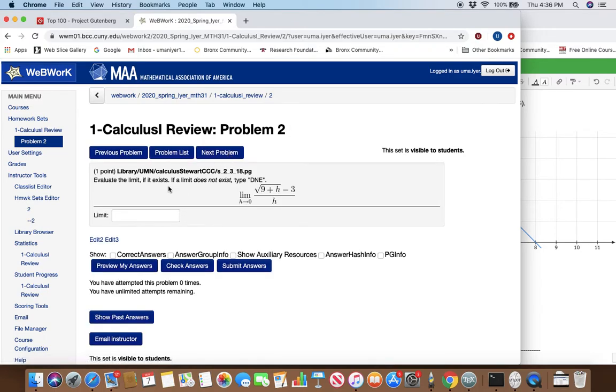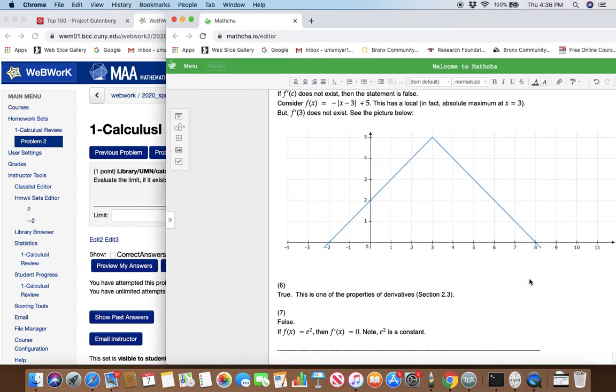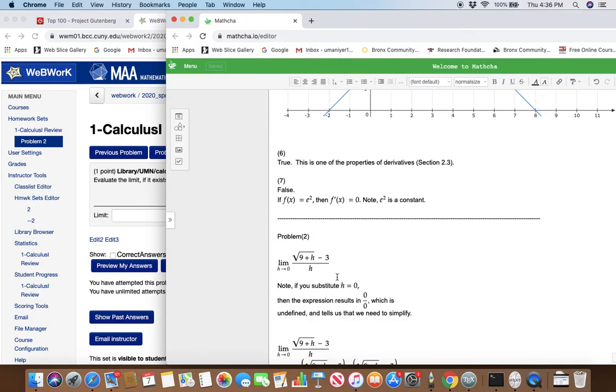Evaluate the limit if it exists. If a limit does not exist, type does not exist, DNE. The limit as h approaches 0 of square root of 9 plus h, minus 3, whole over h. First substitute h equals 0. What happens? I get square root 9 minus 3 over 0. What is square root 9? 3. So this gives me 3 minus 3, that is 0 over 0, which is undefined.